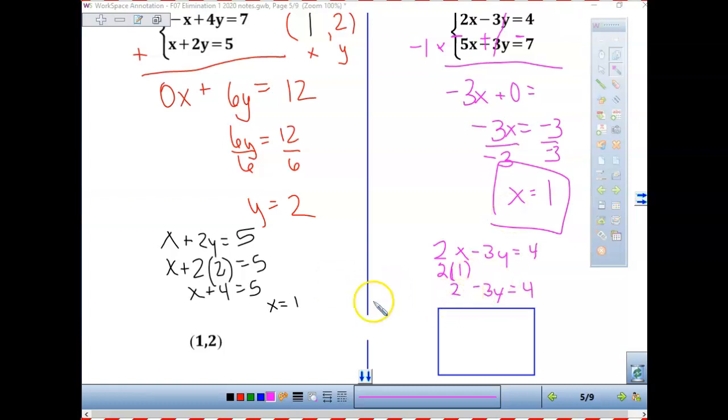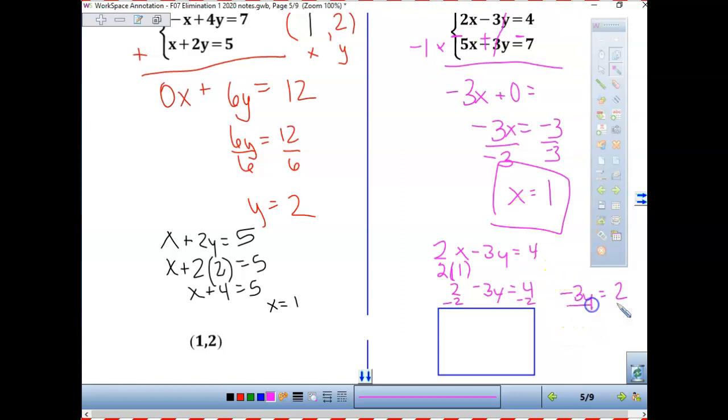Subtract what? I want to get negative 3y all by itself here. Subtract 2 from 4 and subtract 2 from 2. So at this point I have negative 3y equals 2. Morgan, what am I going to do to solve?